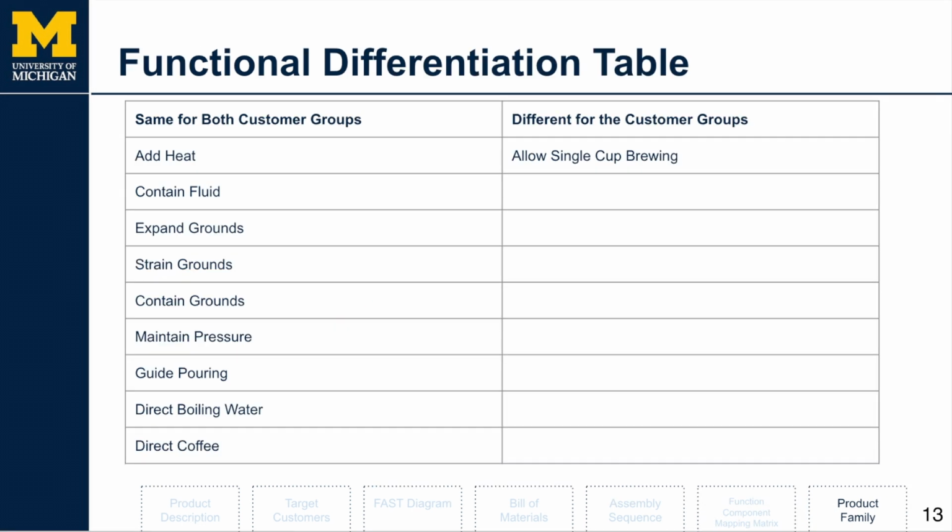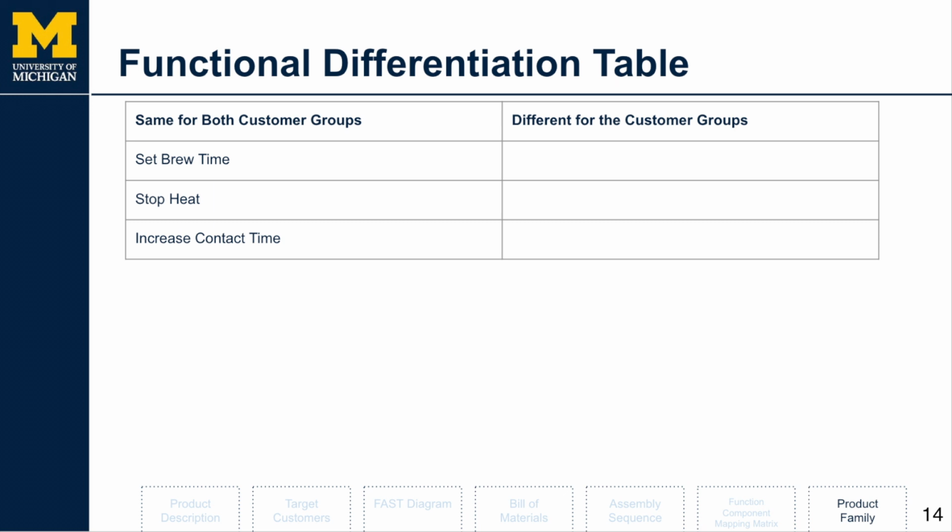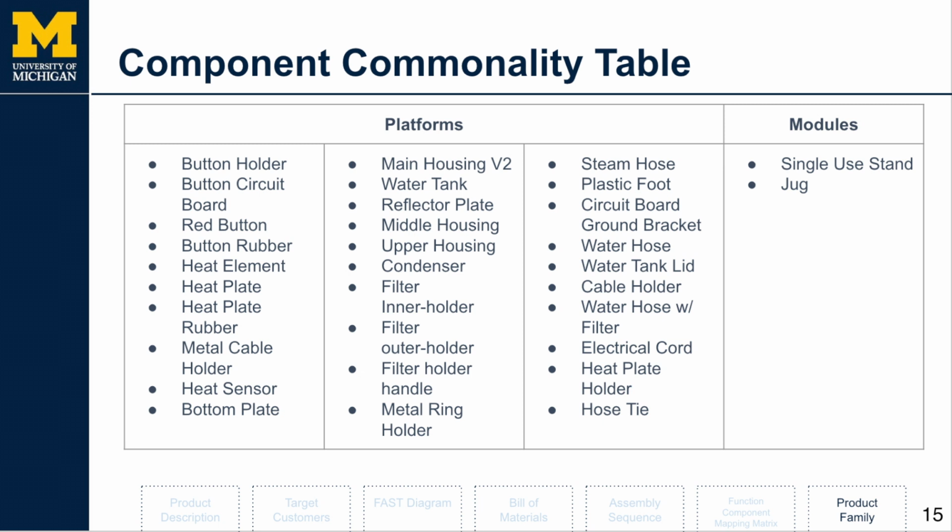Looking at our functional differentiation table, the only difference between the customer groups is the allowance for single cup brewing, which is a function of the cup stand, which is targeted more towards our primary customer group. Taking the results from our functional differentiation table and the component mapping matrix, we were able to identify two modules that would allow for more efficient production of the product. Since the variations between models are based on serving size, the rest of the coffee maker remains the same. Therefore, we identified the majority of the parts as platforms, with the single-use stand and the jug as interchangeable modules.